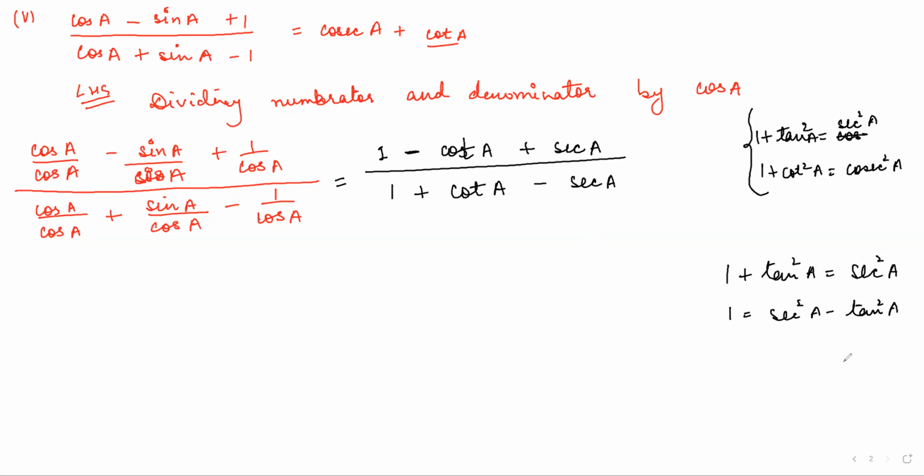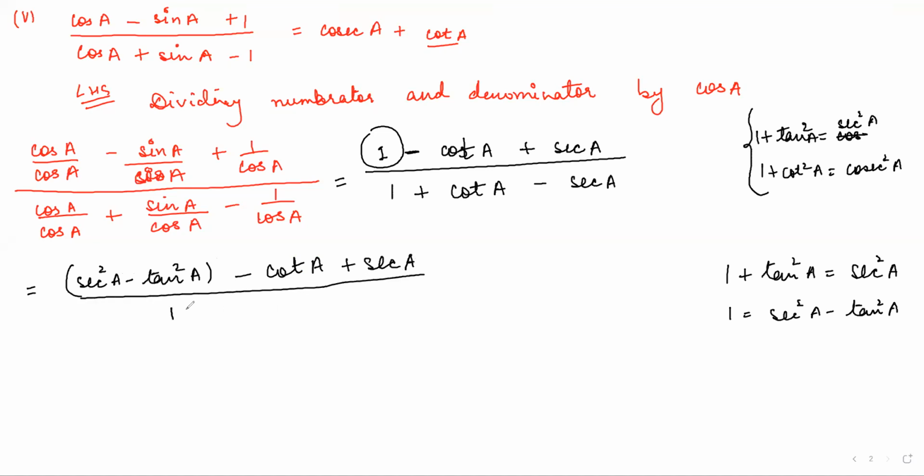Or should I use... Okay, let me just try. You don't write, let me just see what comes out. So this one, the numerator 1, I'm writing like this. I'm writing sec square A minus tan square A in the numerator. And then I have minus tan A plus sec A, and then divided by 1 plus tan A minus sec A.